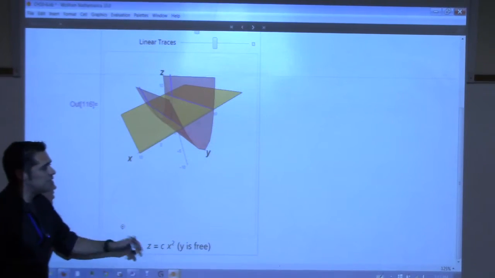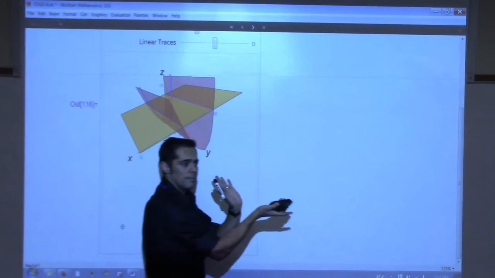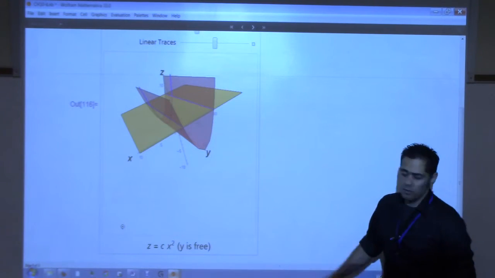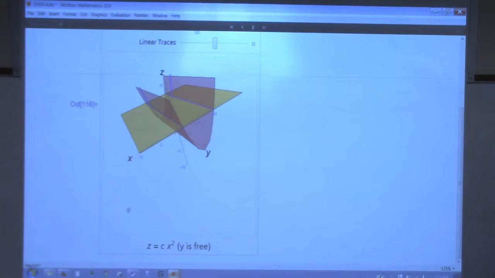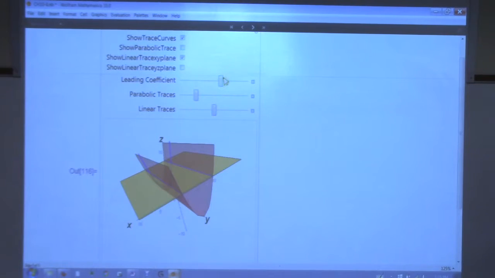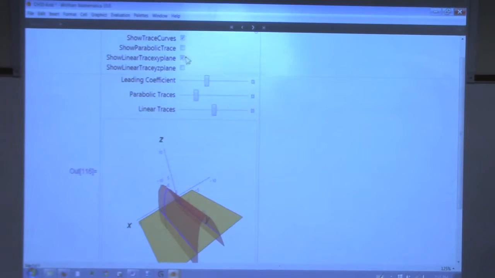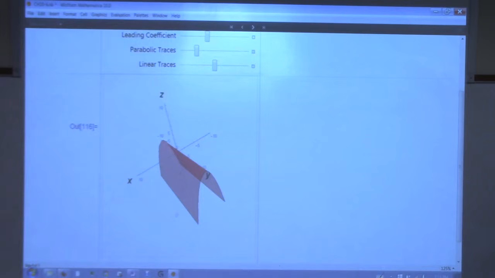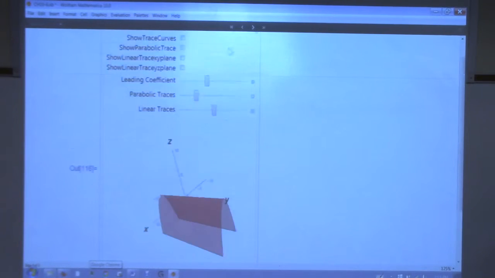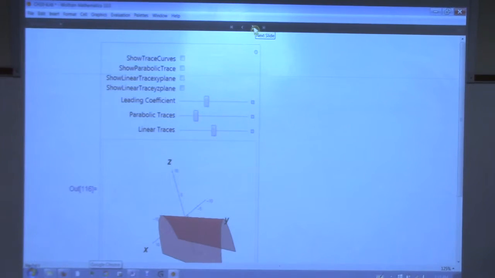Changing this value of c just opens the parabola up. And if you make it negative, it'll do what? Fold it over, right? If I make my c negative, it flips it over. See that? So it actually flips it over. All right, that's parabolic cylinders.